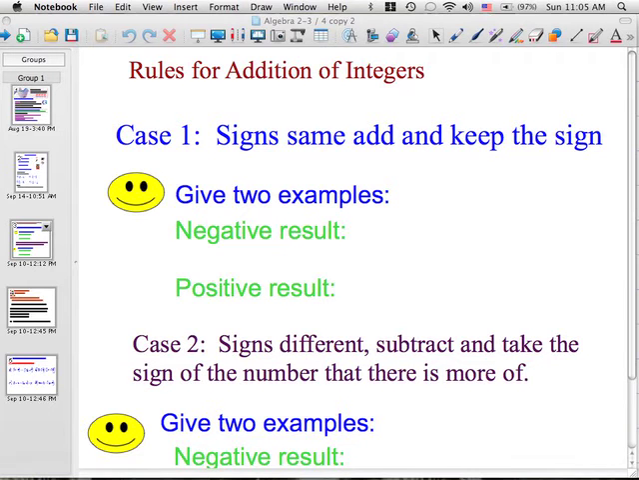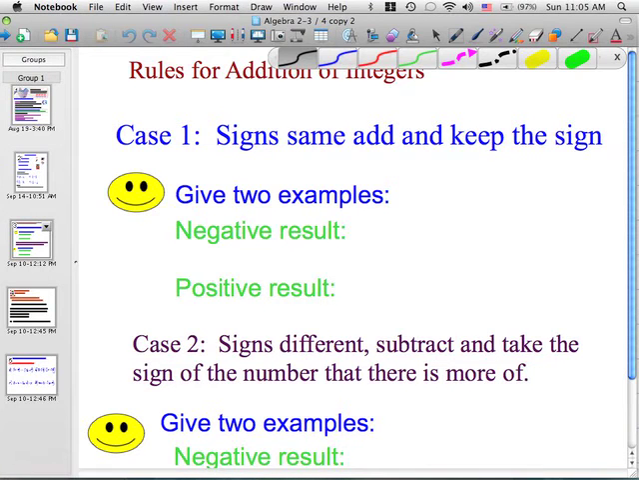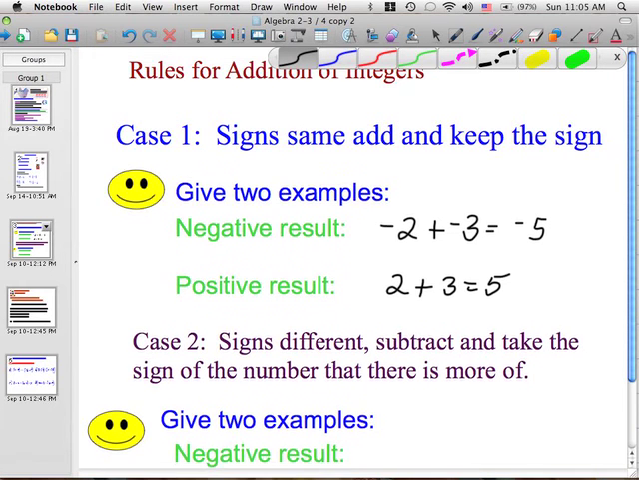When we add integers, if the signs are the same, we add and keep the sign. For example, if I have a -2 plus a -3, the signs are the same, so I keep the sign and just add the numbers. 2 plus 3 is 5. So the answer is -5. Now, if I have two positive values, 2 plus 3 equals 5.